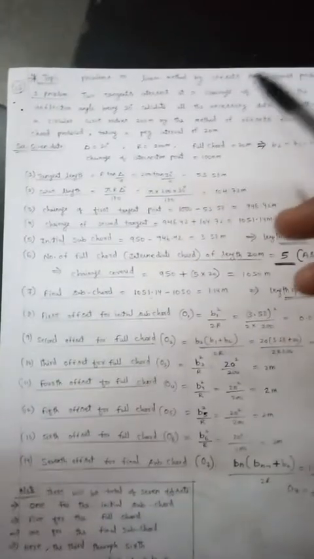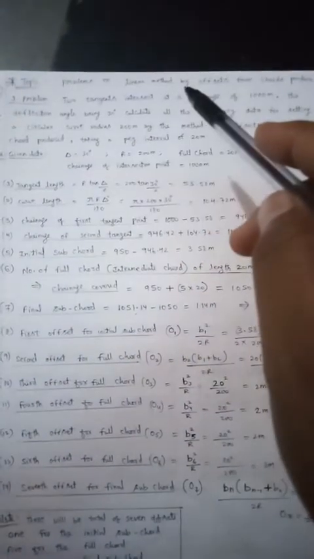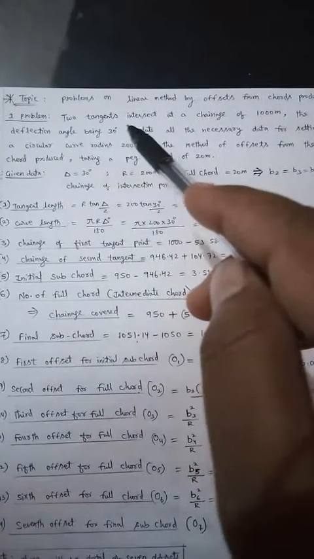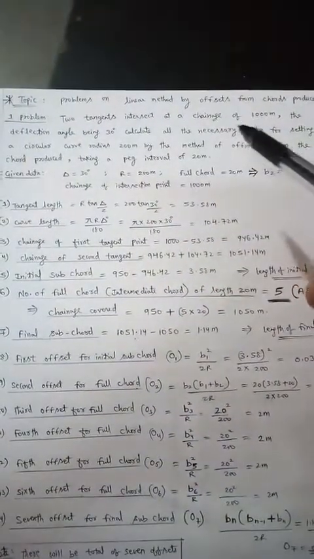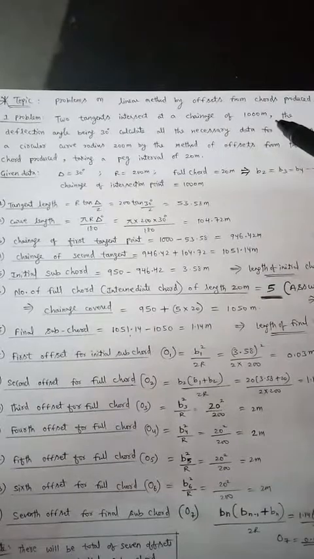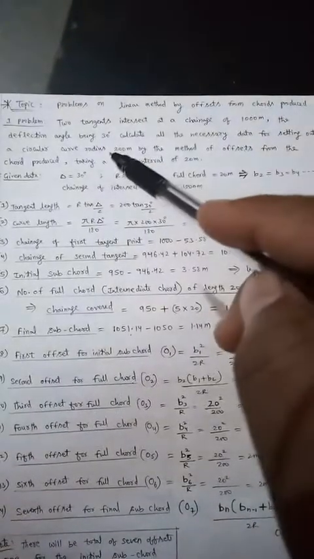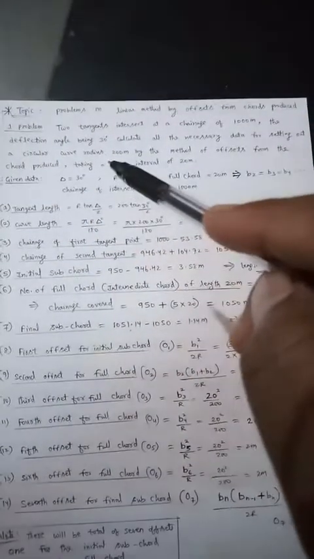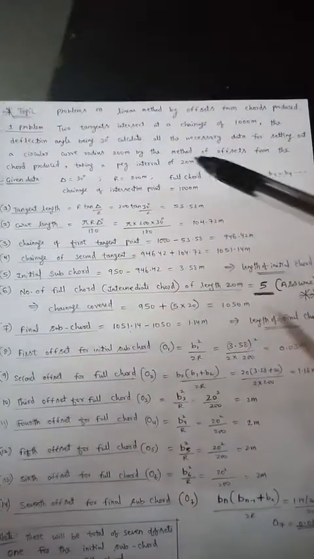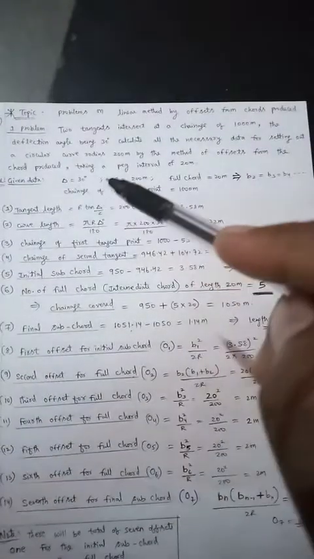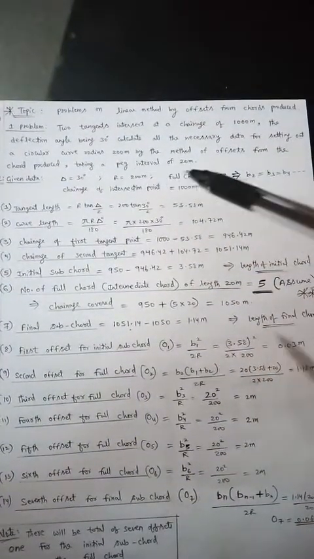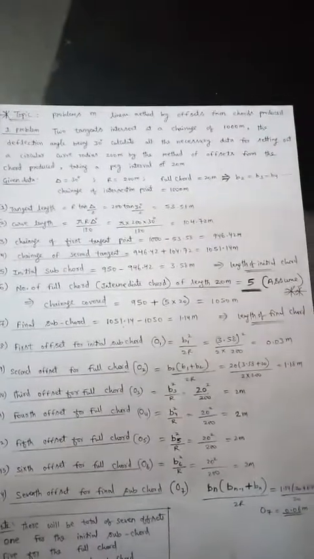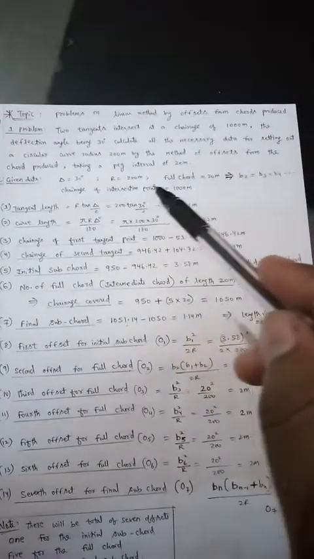Now we will see problems on the linear method, offsets from chords produced. First problem: two tangents intersect at a chainage of 1000 meters, the deflection angle being 30 degrees. Calculate all necessary data for setting out a circular curve of radius 200 meters by the method of offsets from chords produced, taking peg intervals of 20 meters. This is the given data.